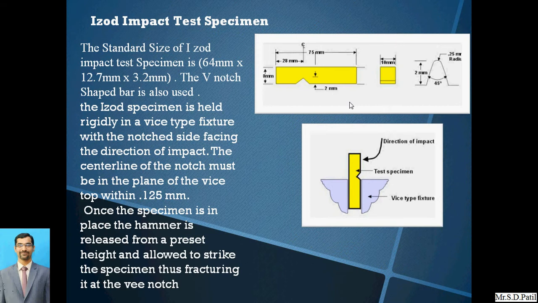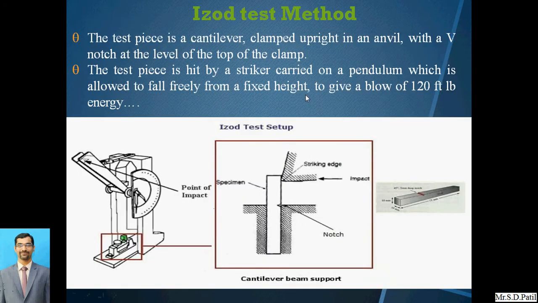For the Izod impact test, the test specimen is somewhat different. Basically the specimen is manufactured with a length of 64 mm, a depth of 12.7 mm, and a thickness of 3.2 mm. Here we can see how we have to manufacture it. Generally the length might also be 75 mm. Then the depth is 10 mm, and this will be the V notch. So this is the arrangement for the Izod test.